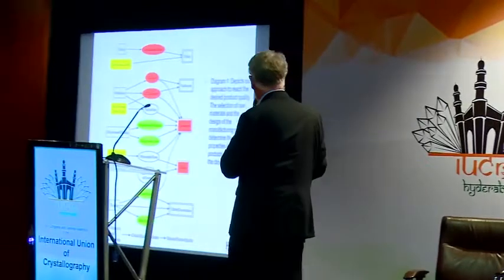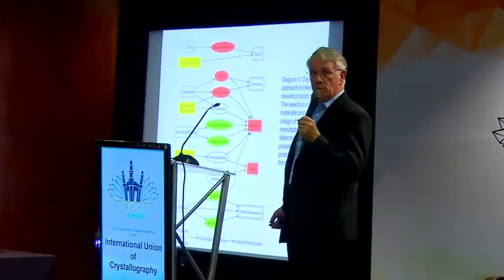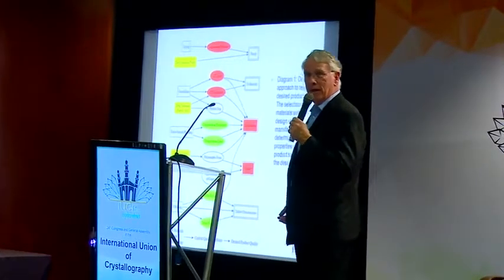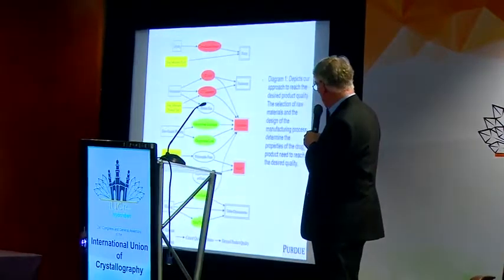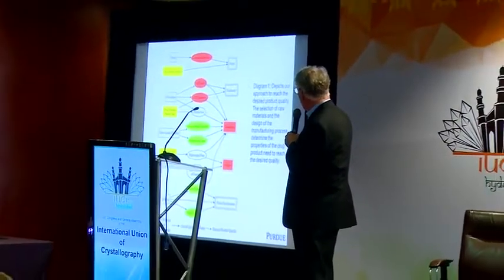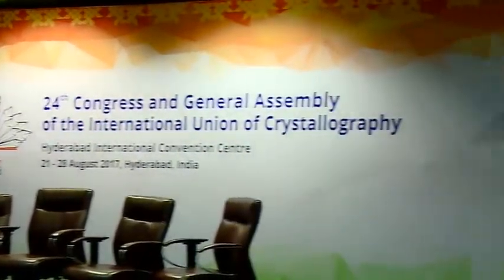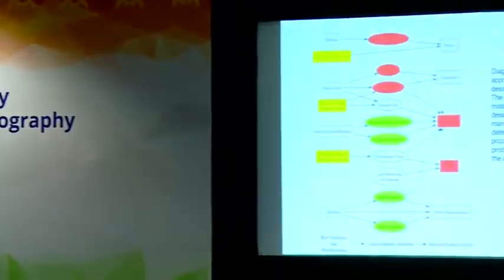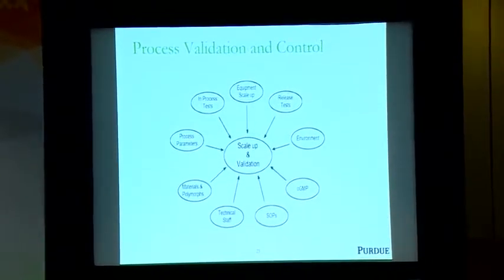Let me say one more thing. This is in the quality area. Polymorphism has become extremely important. This term here is critical quality attributes, and right up here we're listing polymorphic form. So polymorphism is very important as a critical quality attribute, and this is my last slide.